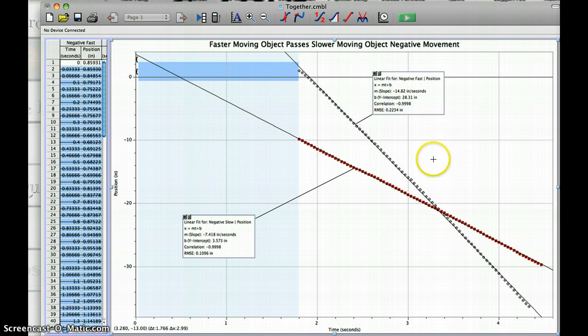So this is the actual speed of the faster object, which would be roughly -15 inches a second. So every second it would move 15 inches in the negative direction. Clearly faster than the slower one. It's nearly double. And the y-intercept for this one is roughly 28 inches.